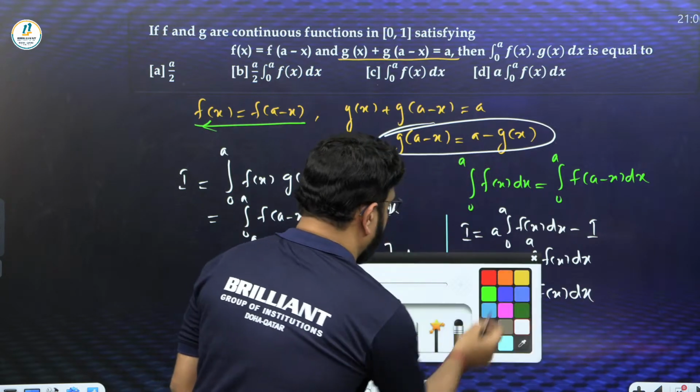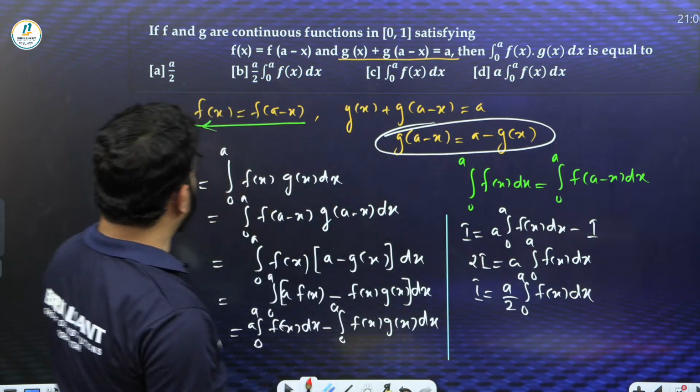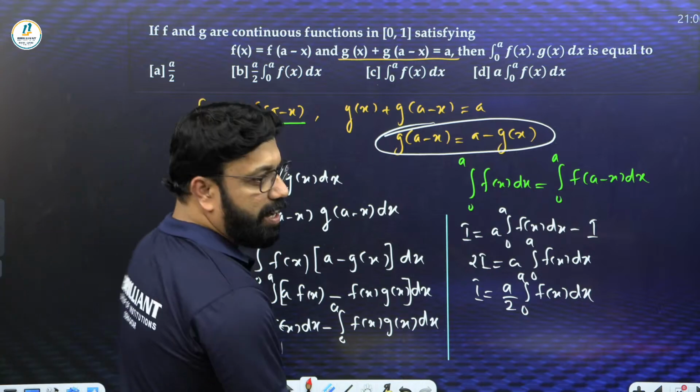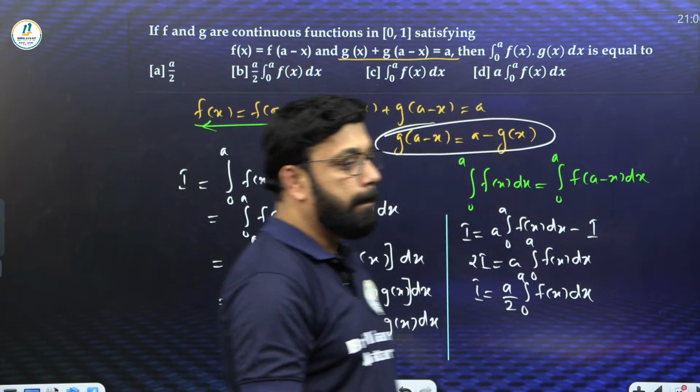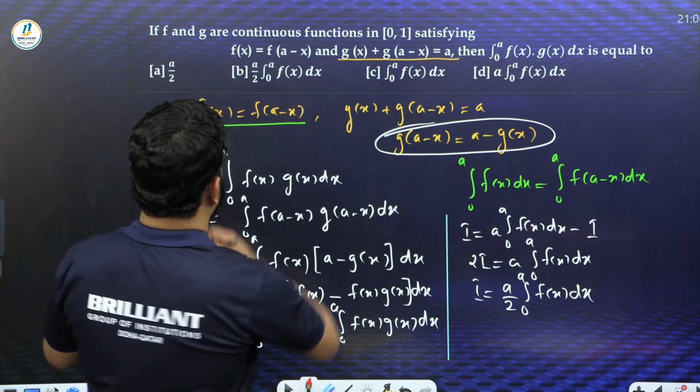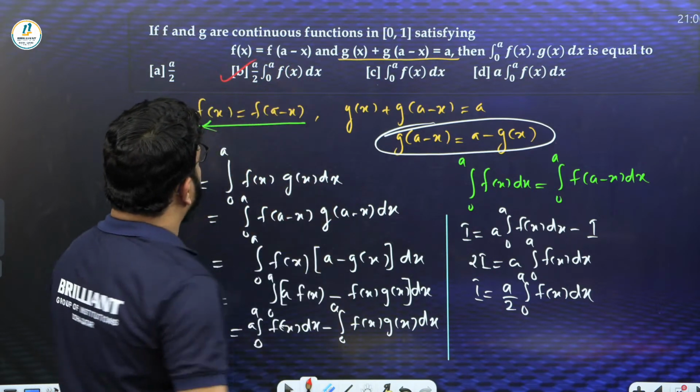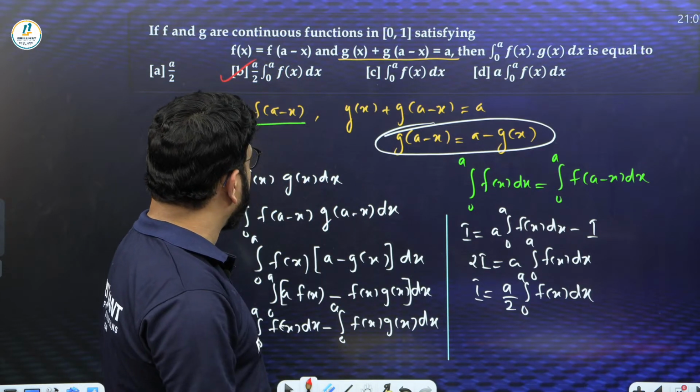Check, that is there in the options: a by 2 into the integral from 0 to a of f(x) dx. Which option is there? Option B is the right answer: a by 2 into the integral from 0 to a of f(x) dx.